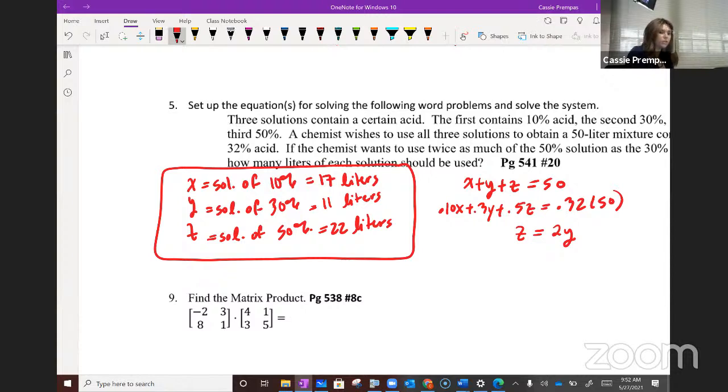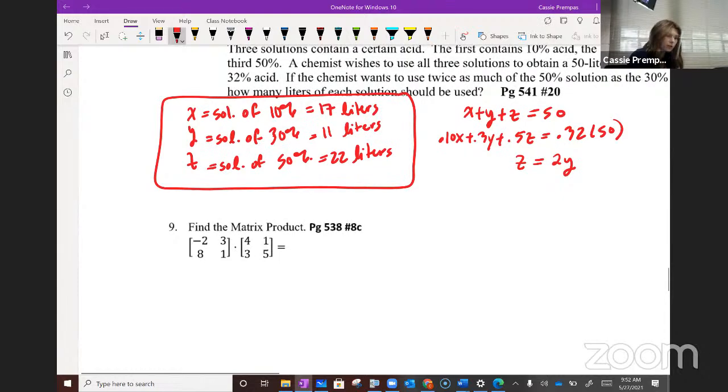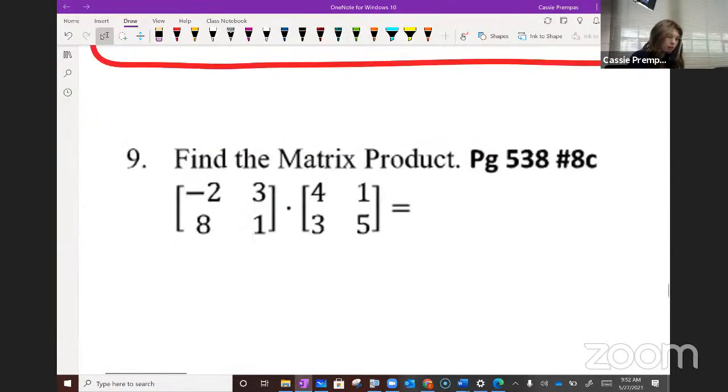Lastly, make sure you can do a matrix product, which we did already check in the first example, so I believe you all know how to do it. I'm going to go ahead and try this one by hand.